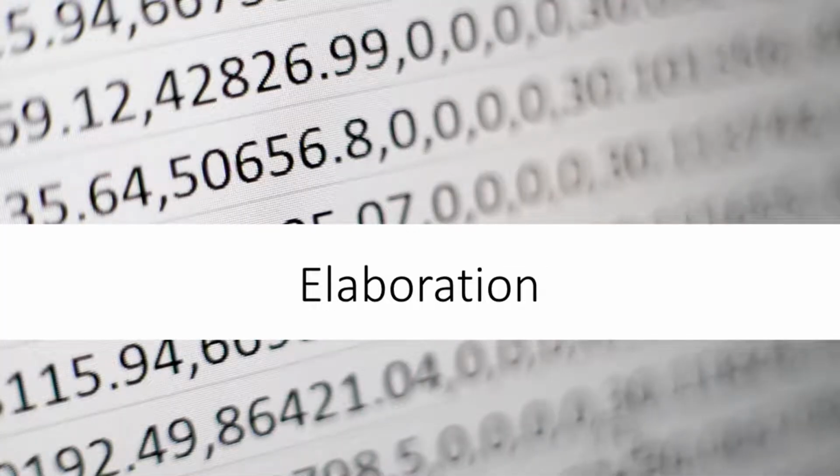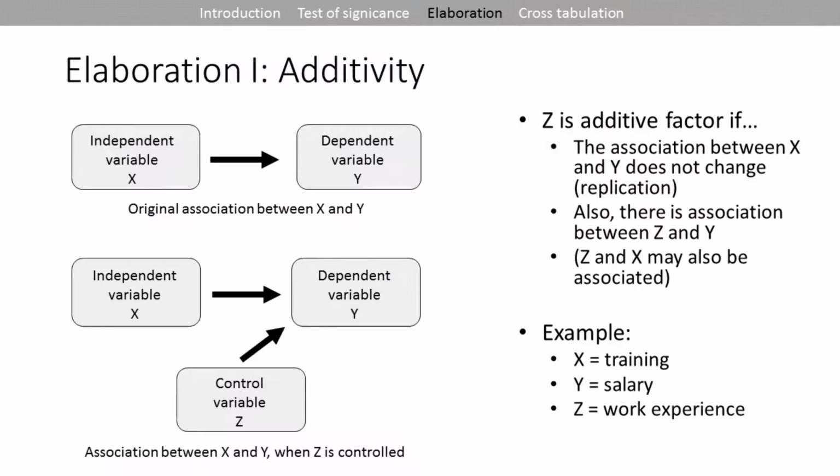And next up is the elaboration. So the idea of elaboration is basically statistical reasoning, of course. And the first of these elaboration things is additivity. Here we can see we have an independent variable x and a dependent variable y. This is the original association. We think that there is some association between x and y, so the x will somehow affect the y or has some kind of an association.